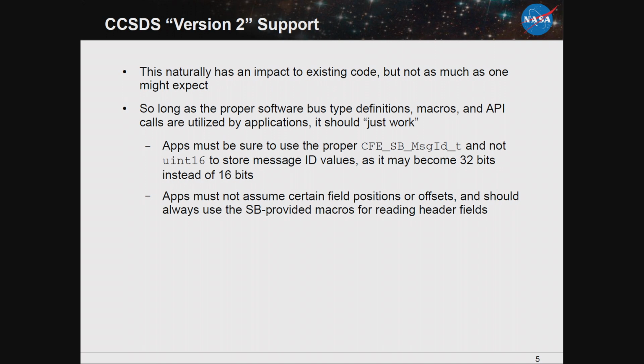The biggest risk factor with this when coming from CFE 6.5 to 6.6 were apps that were just using uint16, for instance, to store their message IDs rather than using the correct type. So that's probably the biggest risk factor with this change, but generally it wasn't too bad.